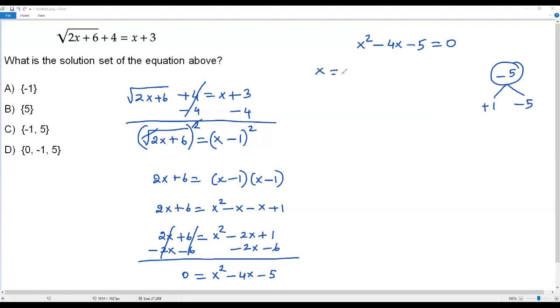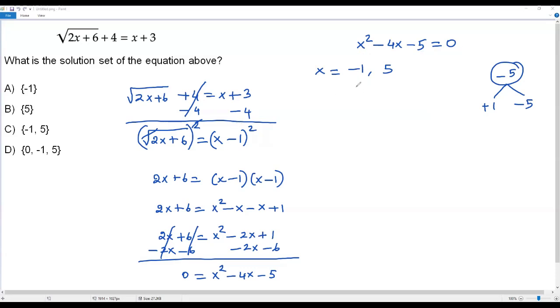Okay, now to get the two values for x, I have to change the sign of each of these two factors. So the first factor is positive 1. If I change the sign over here, it will become negative 1. So the first value I'm getting for x is negative 1. If I change the sign of this negative 5, it will become positive 5. Okay, now I have the two values for this quadratic equation: negative 1 and 5.